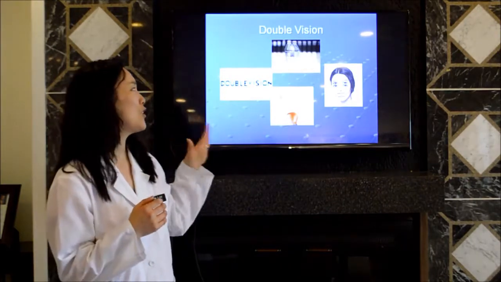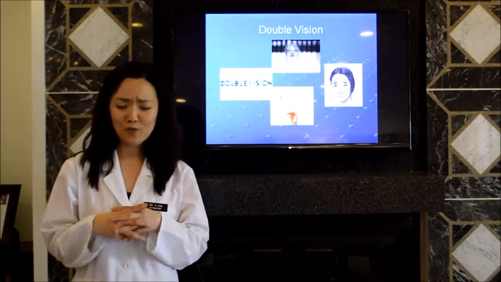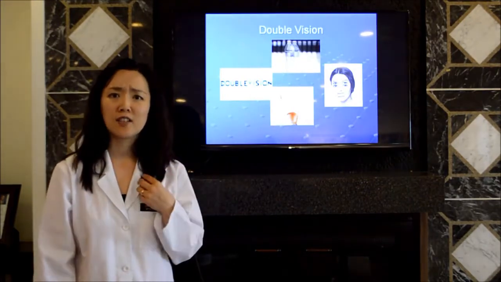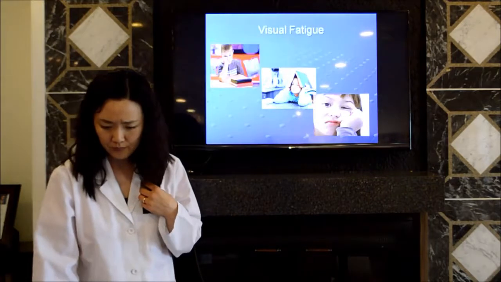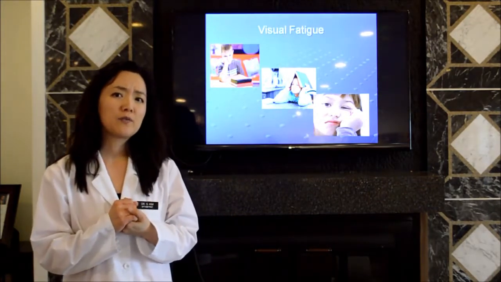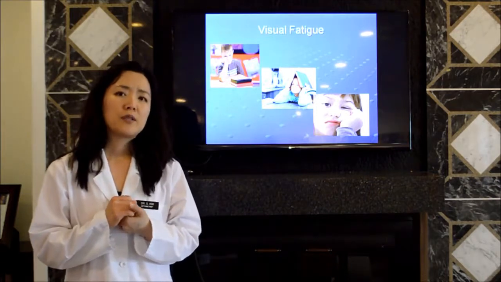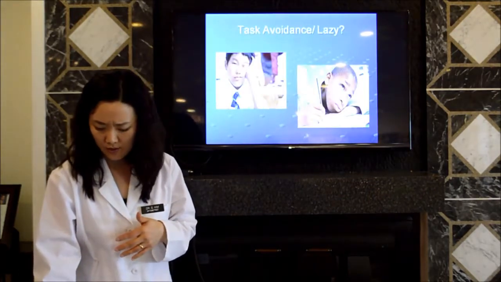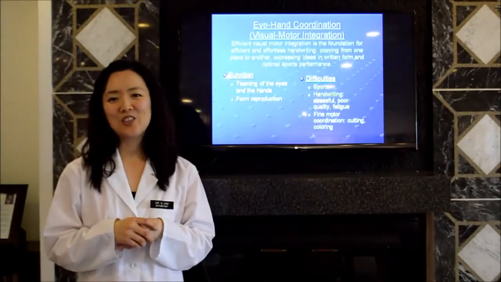It just hurts me to look at these pictures even for a few seconds. Imagine someone who's seeing double vision constantly. It's just unbearable. So children with poor binocular vision appear to be lazy or just not interested in the work that you need to do. Next is eye-hand coordination.